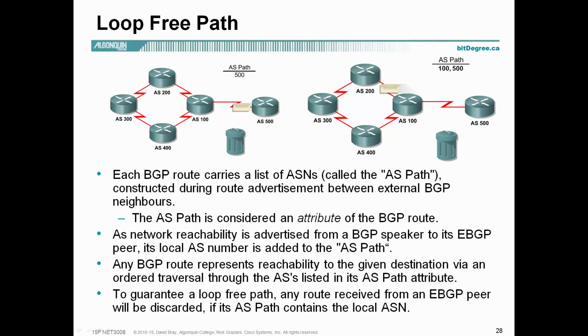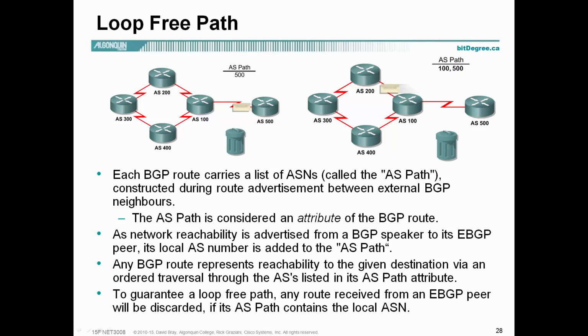So speaking of loop-free paths, as I said, each BGP route carries a list of AS numbers called the AS path. And this is actually constructed as the route is advertised between external BGP neighbors from one AS to the other. And this AS path is considered what we call an attribute of the BGP route. We'll look at more attributes of BGP later on. So as this network reachability is advertised and passed along from one BGP speaker to an external BGP peer, its local AS number is going to be added to this AS path, and that's how it gets built all along the way.